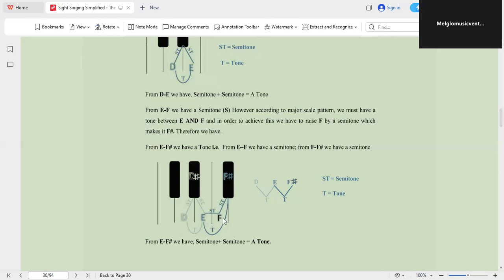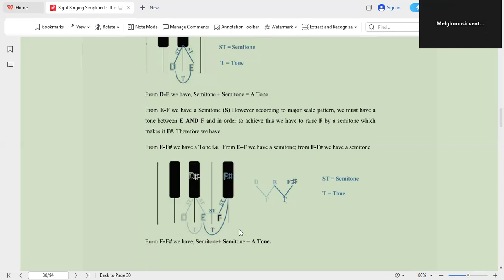What we need now, according to the major scale pattern, is the second tone. And we have a semitone here, so we've raised it to F sharp. So it's now E to F sharp, which is a tone. So from D to E, we have a tone. From E to F sharp, we have a tone.